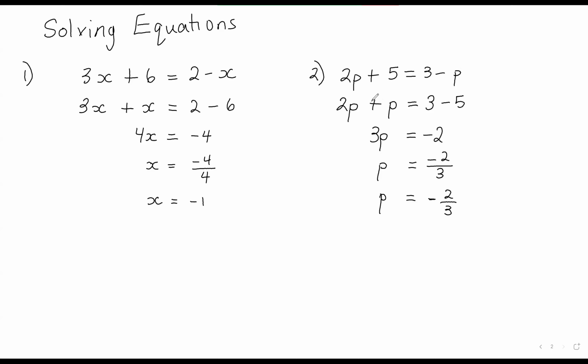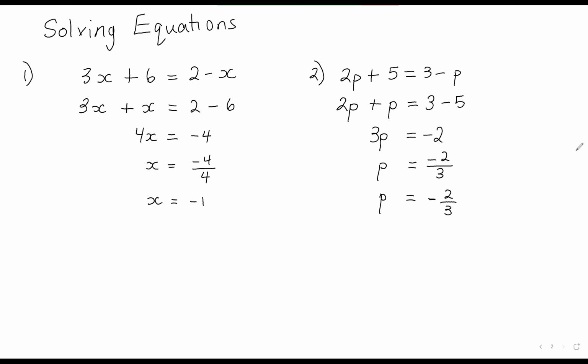In a similar way, 3p is equal to negative 2. 3p literally means 3 times p, or p multiplied by 3. So if you multiply by 3, when you move it to the other side, you do the opposite of multiplication, which is what? Division. So that's why we divided by 3. Is that okay?